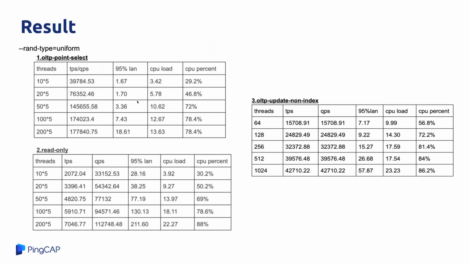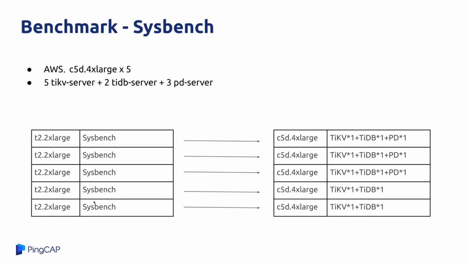Why we launch 5 Sysbench processes is because sometimes the Sysbench node becomes the bottleneck of the system. The bottleneck is not on the TiKV node or TiDB node. It is Sysbench itself. So for this situation, we will launch multiple Sysbench to send the benchmark workload to the cluster.